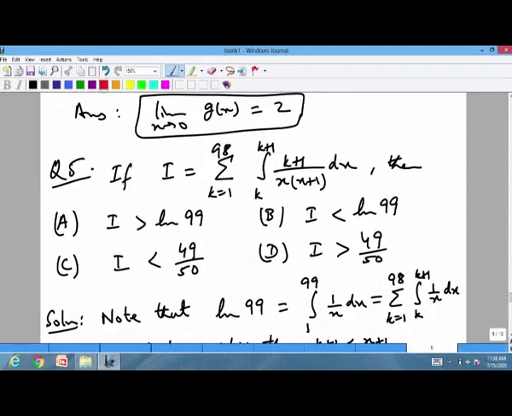So, this I is less than log 99 is true, this one is false. Now, C and D compares I with 49 by 50.